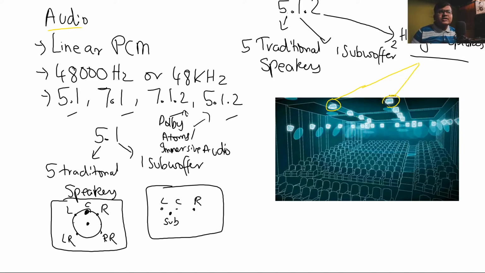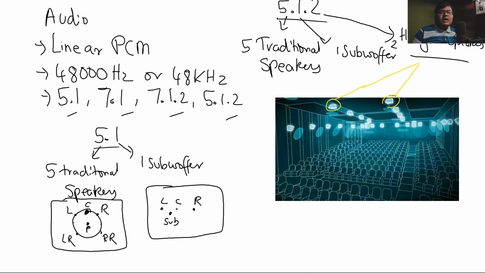Usually the difference between these is that in 5.1 there are 5 traditional speakers: the center, left, right, left rear, right rear. We'll take the example of 5.1 and 5.1.2. Here usually this will be the configuration and the person will be sitting over here. And then the subwoofer would usually be placed between the left and the center like this, but it depends upon the theater.